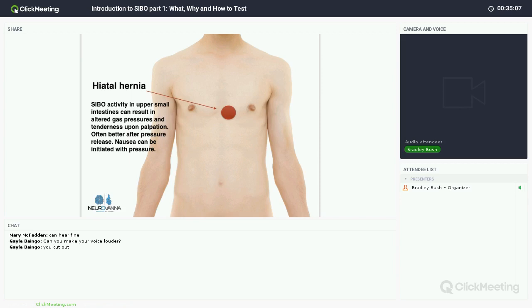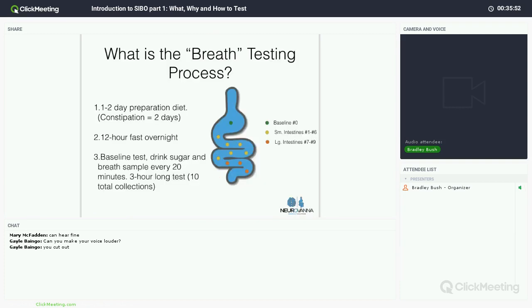How about the hiatal hernia area? SIBO activity, especially in that upper small intestine, can result in altered gas pressures and tenderness upon palpation in that area. We often see when we press down in that hiatal hernia area with patients, you'll hear some gas bubbles sometimes. They'll be really sensitive and tender initially, but then as you hold it there, they'll relax a little bit more. And once again, that's a great indicator that there are some gas pressure differentials going on, usually caused by excessive gas creation in that upper small intestine where it shouldn't be, causing problems with some of the sphincters, the upper and lower esophageal sphincters, affecting digestion and causing heartburn.